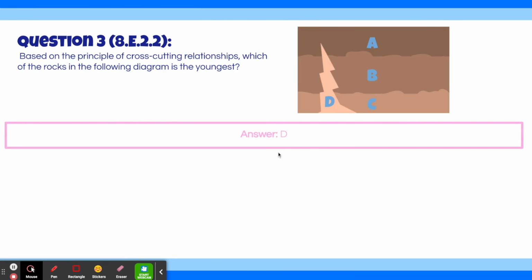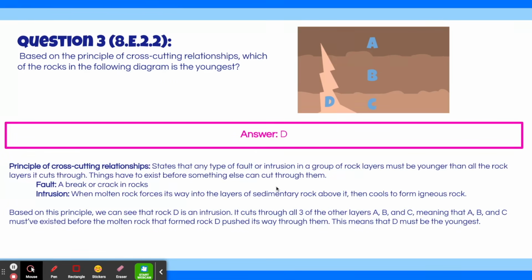The answer is D. The principle of cross-cutting relationships states that any type of fault or intrusion in a group of rock layers must be younger than all the rock layers it cuts through. Things have to exist before something else can cut through them. A fault is a break or crack in rocks. An intrusion is when molten rock forces its way into the layers of sedimentary rock above it, then cools to form igneous rock.